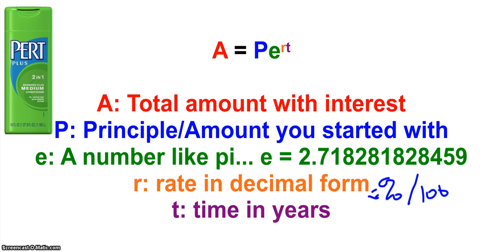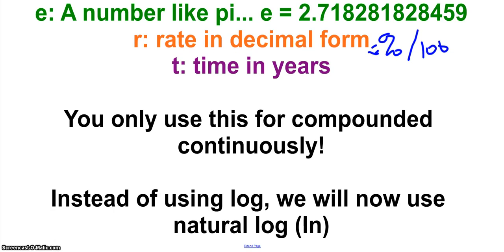T is your time in years. Besides that, we only use this for compounded continuously. And instead of using log, we're now going to use natural log. And natural log has a natural base of E. So make sure you know that.